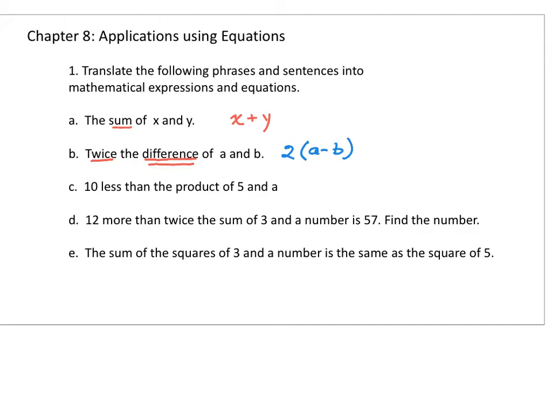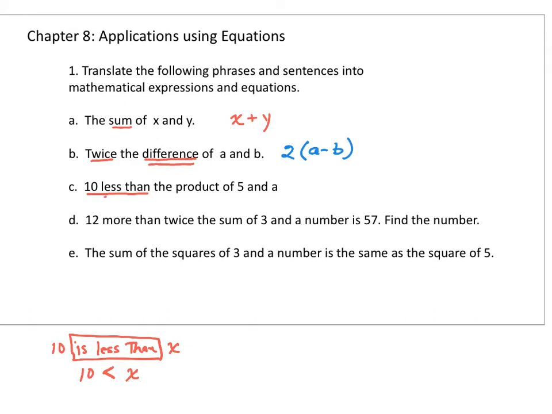10 less than the product of 5 and a. A lot of people mix this up. This is not "10 is less than," it's just "10 less than." So let's say I had 10 is less than x, then this would be 10 with an inequality sign, is less than x. Okay, so "is less than" is different from "less than."